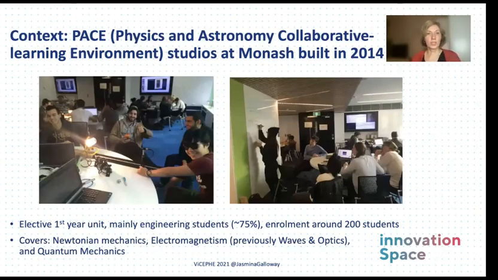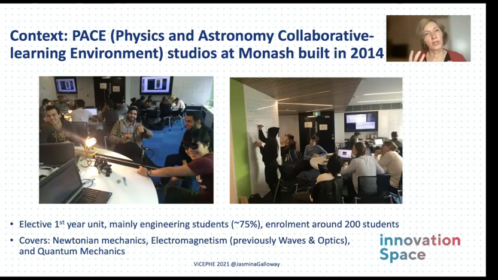So the context of this talk is set in PACE studios at Monash University, which were built in 2014, and they stand for Physics and Astronomy Collaborative Learning Environment. They are modeled on the SCALE-UP studios from North Carolina State University. And the biggest change that they brought to physics teaching is that instead of having many labs run by teaching associates with only 20 students in each lab, we were able to place 100 or 110 students in labs run by an instructor with help from TAs.